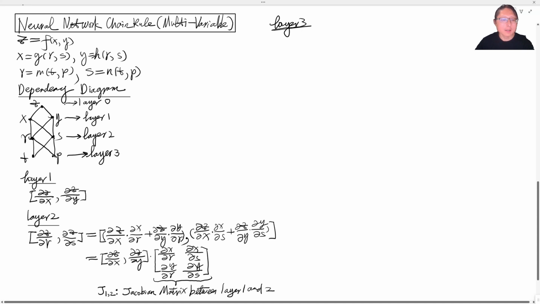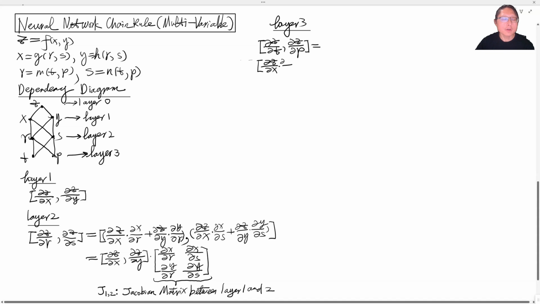Layer 1 and layer 2 is comparatively easy. Now let's talk about layer 3. Layer 3 will be a little bit busy here, and the idea is the same. In order to get partial z with respect to partial t and partial z with respect to partial p, we have to go through all the paths in the dependency diagram.